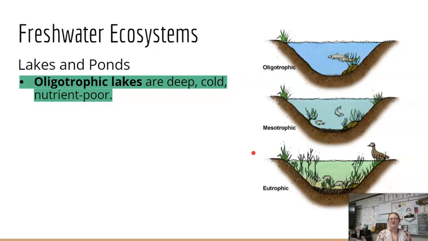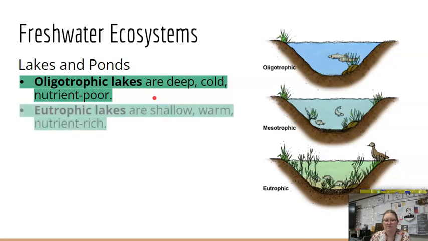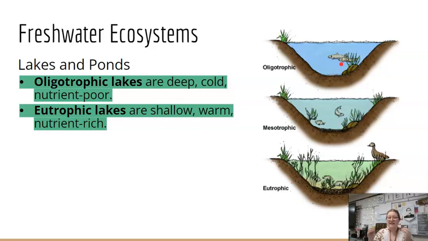Okay, so there are different types of lakes and ponds just as a whole. The first one up top here is going to be oligotrophic. Oligotrophic lakes are deep, cool, and nutrient poor. Eutrophic lakes down here at the bottom, skipping to the end, are shallow, warm, and nutrient rich. Oligotrophic lakes are really clean and clear. You want to swim in them. You can see the bottom, beautiful.